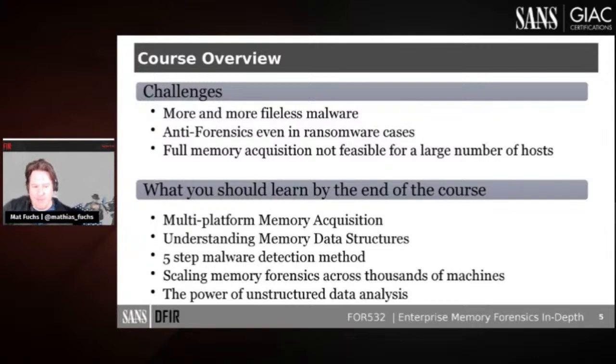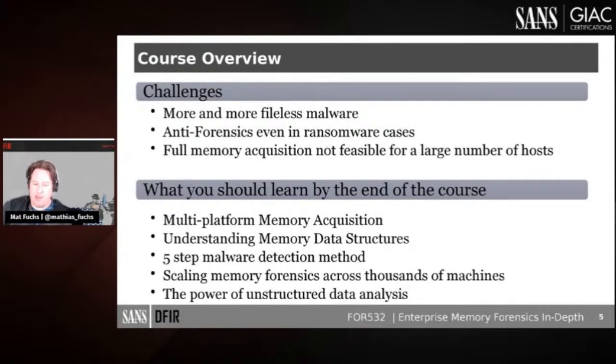At the same time, full memory acquisition is not feasible for a large number of hosts. First of all, how would you get them into one place? How would you store them? How would you process them? You can totally do that for a couple of dozen machines, but not for thousands. It doesn't make sense. I mean, probably technically you could do it, but it's not efficient. And in incident response today, it's all about efficiency. And that means that memory forensics also needs to go down that road and be very, very efficient.